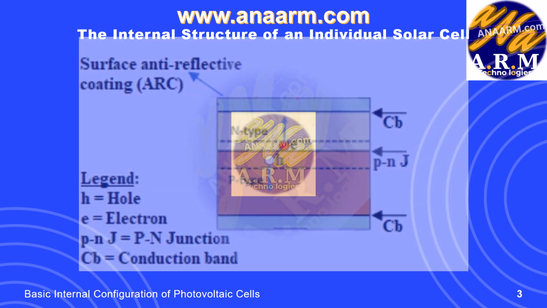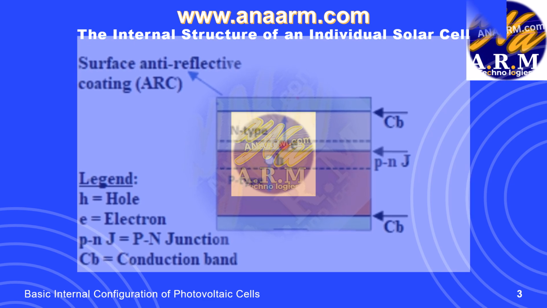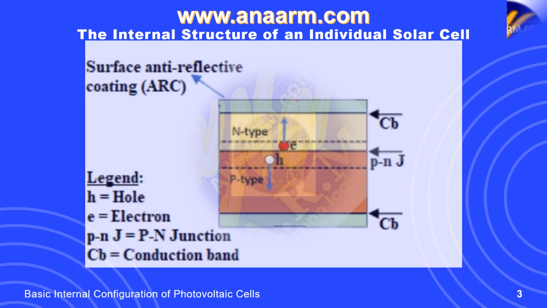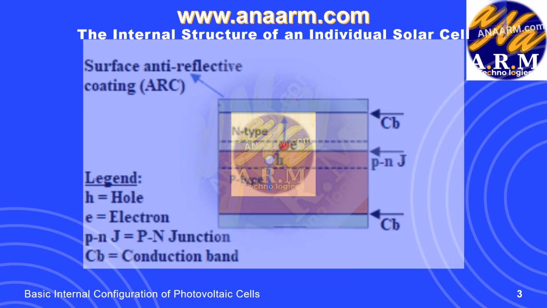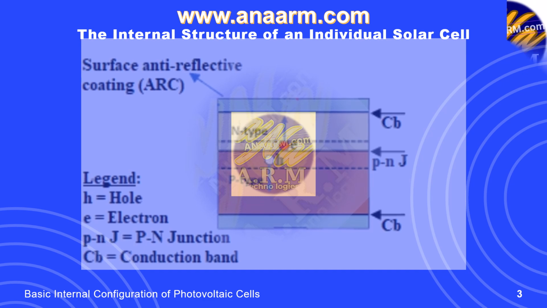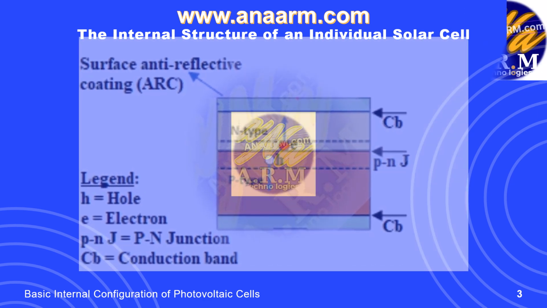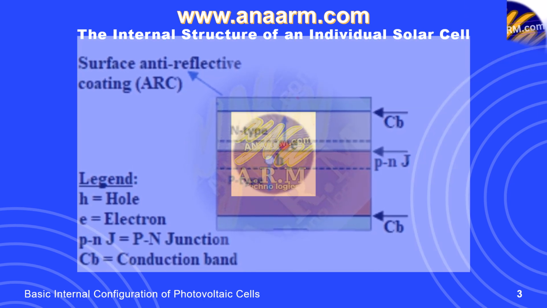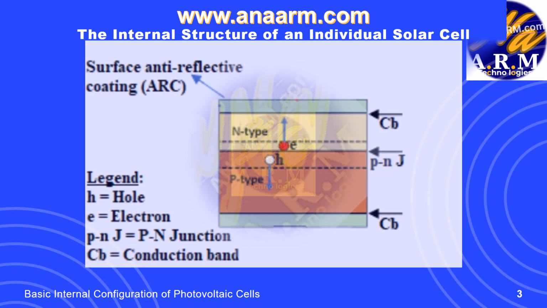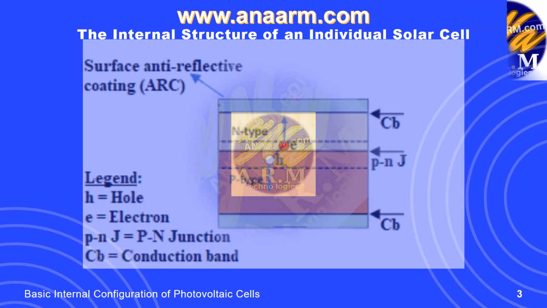The N-type material has higher concentration of free electrons, while the P-type material has higher concentration of holes. The surface anti-reflective coating, also known as ARC, on the N-type material minimizes light reflection and traps more light for energy conversion.